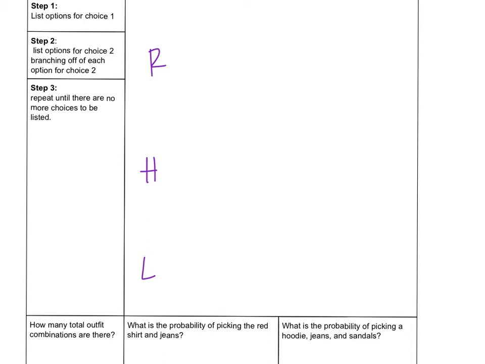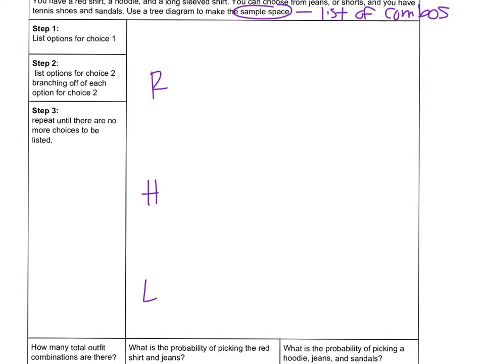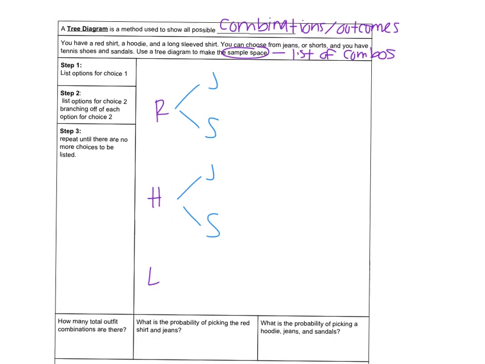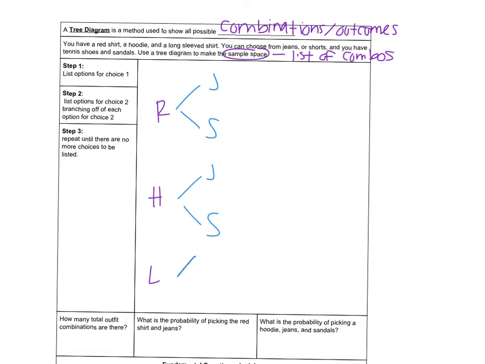Okay, then I list my options for choice 2. After I chose a type of shirt, I can choose between 2 different types of pants. So I can choose jeans or I can choose shorts. If I chose a hoodie, I can choose jeans or shorts. I'll just make this smaller. And if I chose a long sleeve, I can still choose jeans or I can still choose shorts. And you're going to do this till there are no more options left.